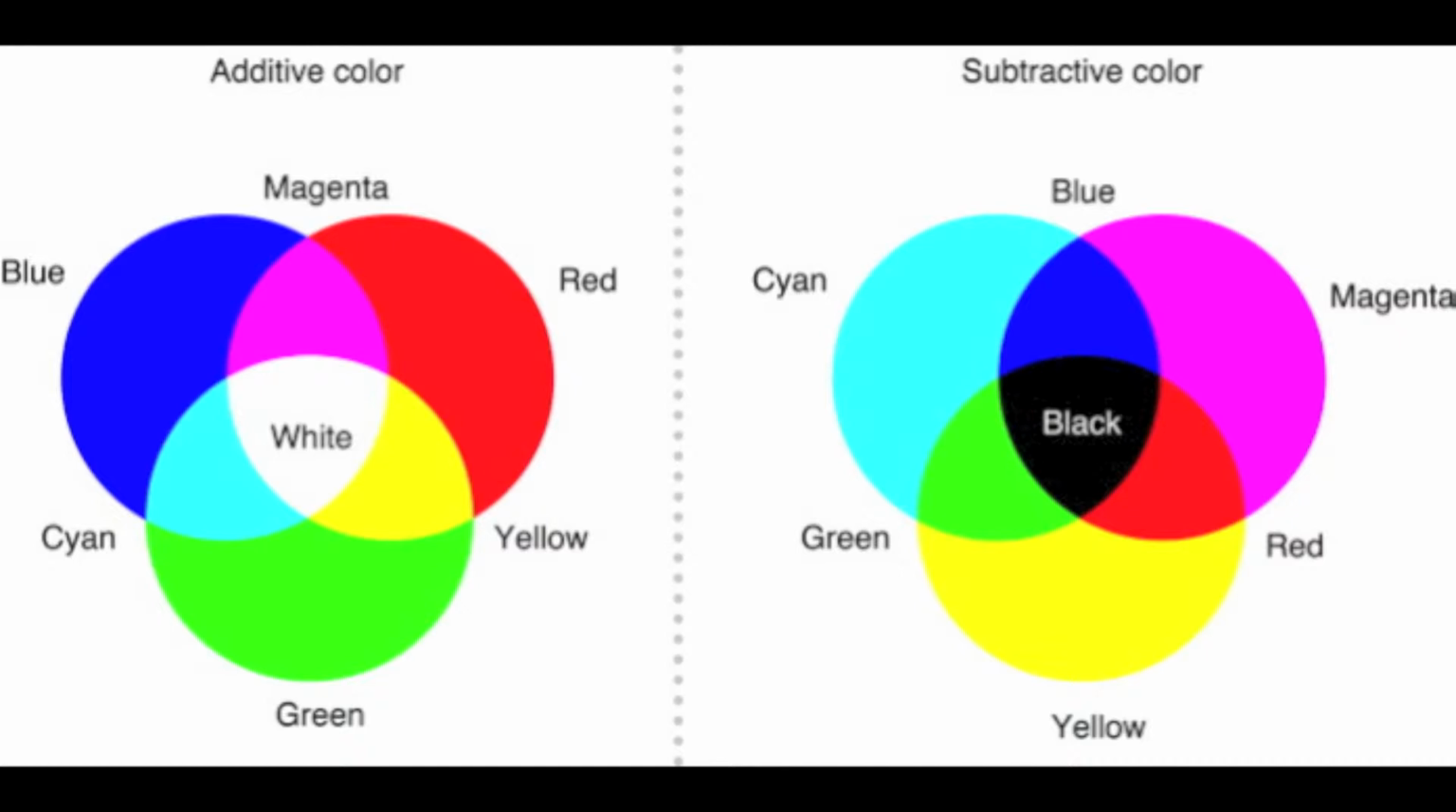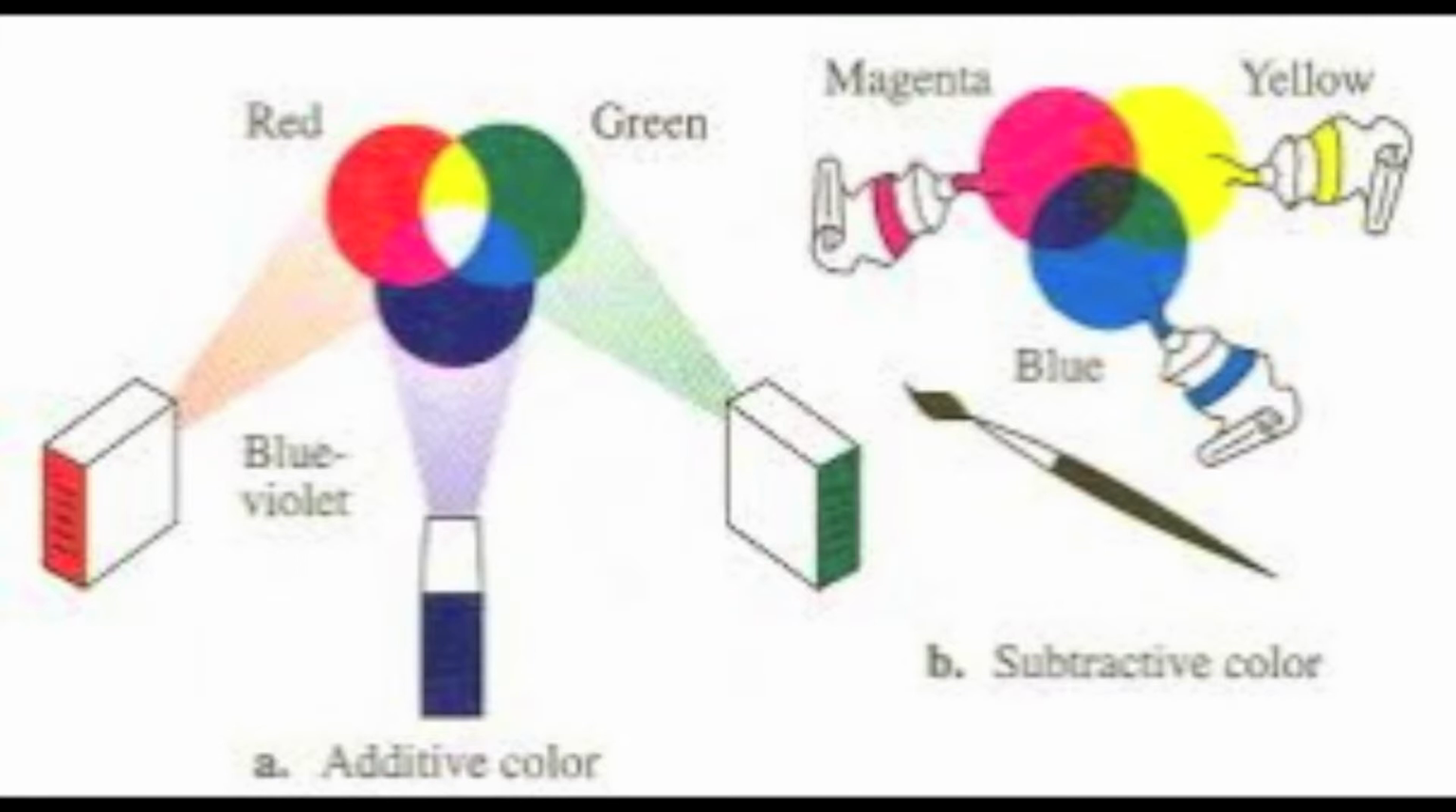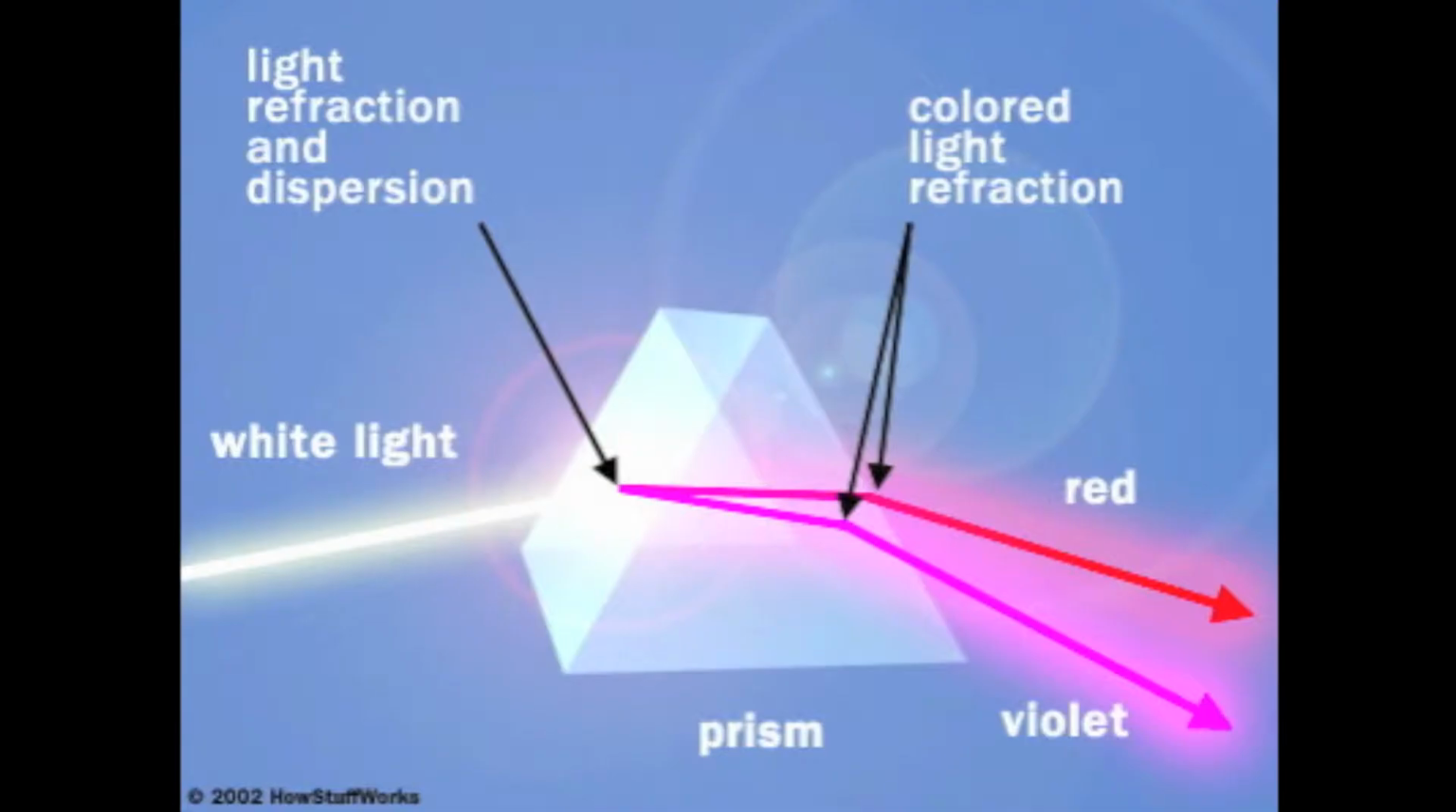The subtractive color model is like mixing paints. When you mix cyan and magenta, you get blue. Magenta and yellow make red, and yellow and cyan make green. When mixing cyan, magenta, and yellow, you get black.